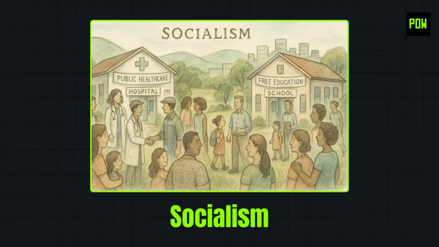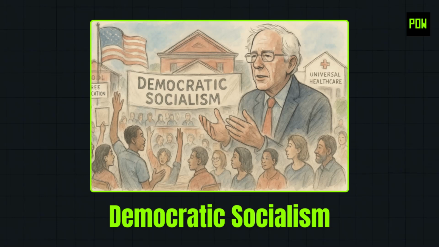2. Socialism. Socialism also supports equality, but it's more flexible than communism. It believes key industries like healthcare and education should be owned by the public, not private companies. Many European countries follow some form of socialism. 3. Democratic socialism. Democratic socialism blends democracy with socialism. You still vote for leaders, but the economy is geared more toward the welfare of everyone, free education, healthcare, etc. Bernie Sanders is a famous democratic socialist.